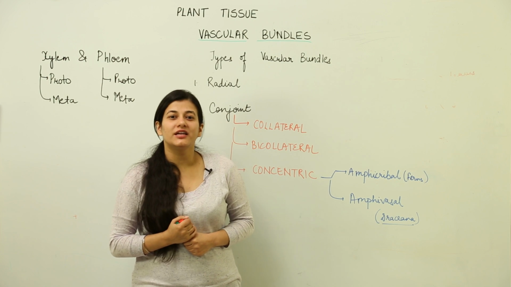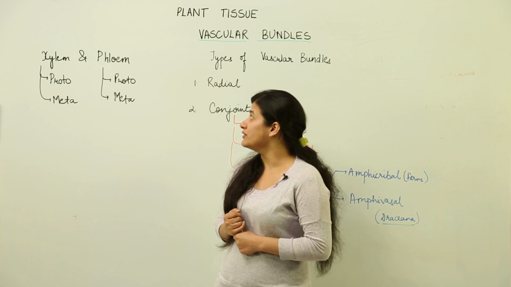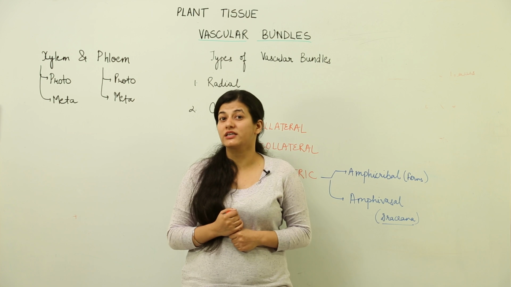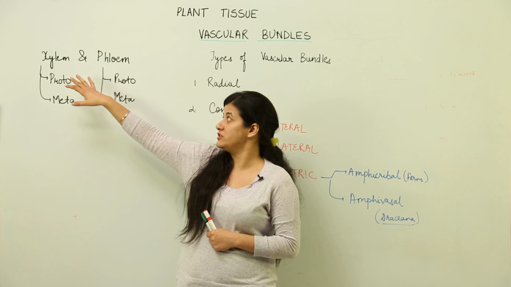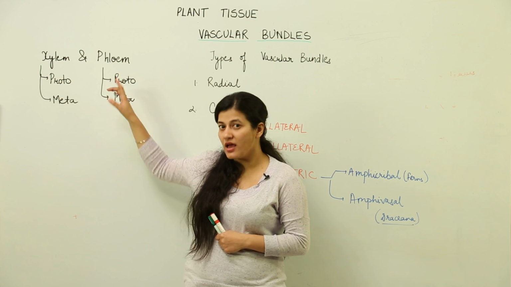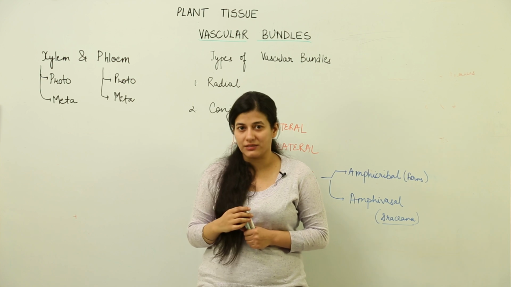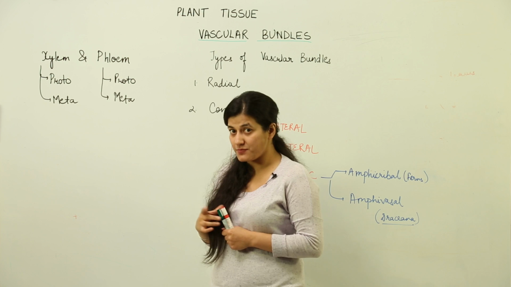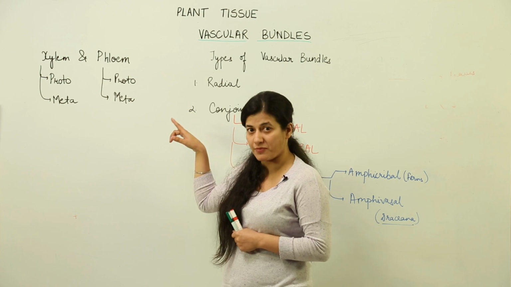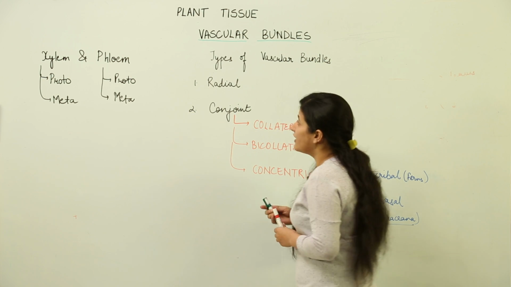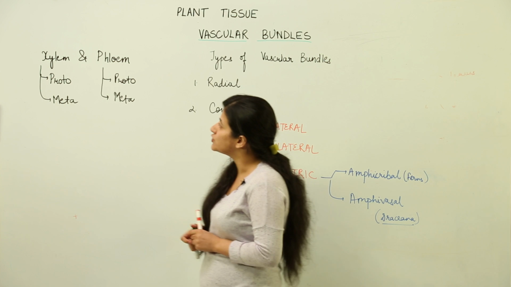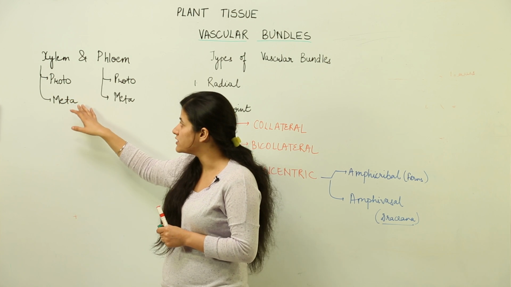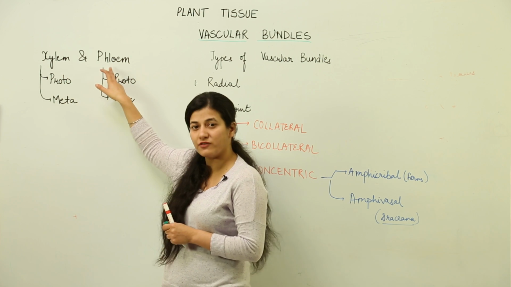Hello students, now we shall discuss how the vascular bundles or the conducting tissue which we studied, xylem and phloem, are present inside the plant, what is their location and what are the types in which these xylem and phloem would be present. Now we have to pay attention to two different terms which are associated with xylem and phloem.